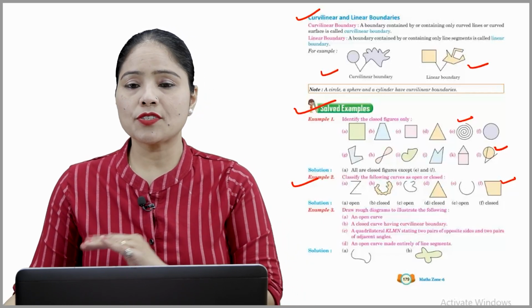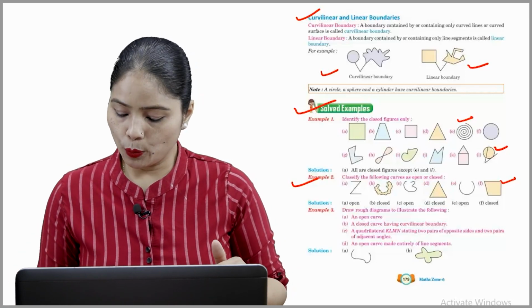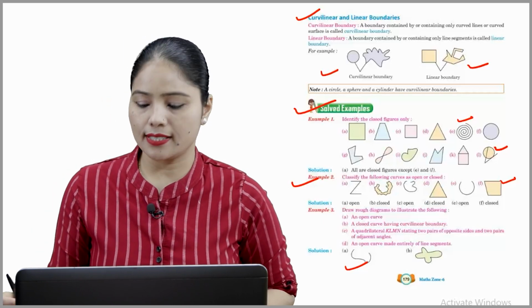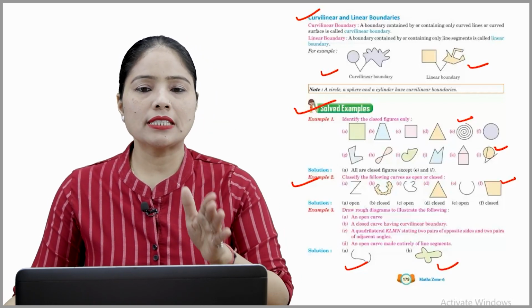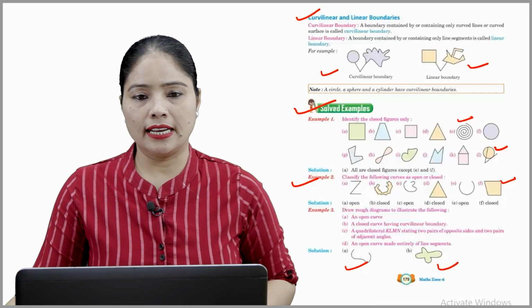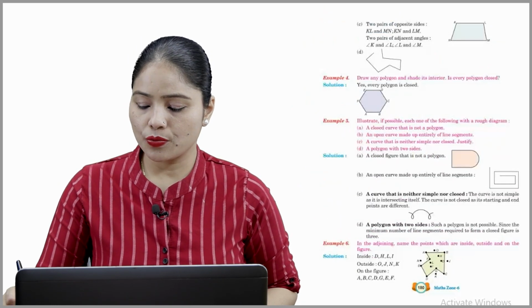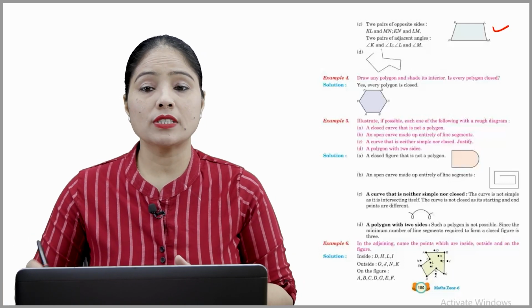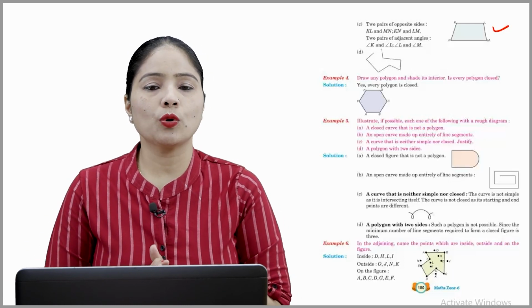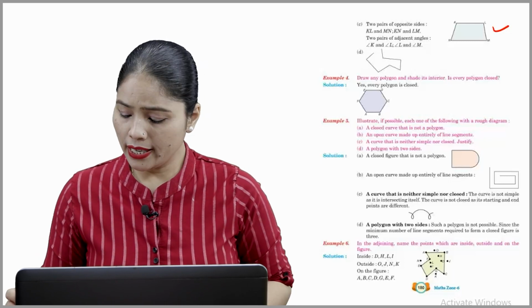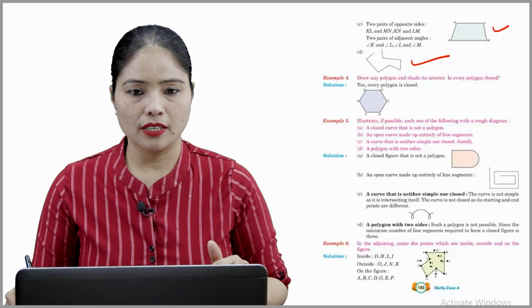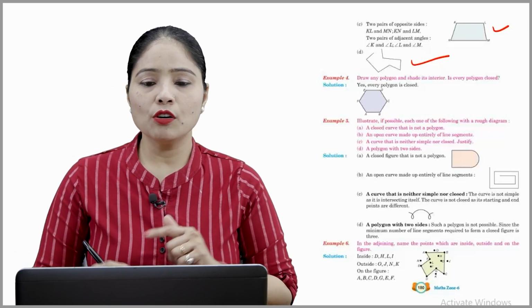Okay. Now example number 3. Draw rough diagram to illustrate the following. First one is an open curve. How will we make an open curve, beta? We will make it this way. A closed curve having curvilinear boundaries, like this. C part is a quadrilateral KLMN having two pairs of opposite sides and two pairs of adjacent angles. How will we draw its diagram? Like that. In this, the two pairs of opposite sides are KL and MN, and KN and LM. And the two pairs of adjacent angles are K, L and M. Okay. An open curve made entirely of line segments, how is it made? Like this way, beta. Okay, so I hope you understood well. So now move on to example 4.